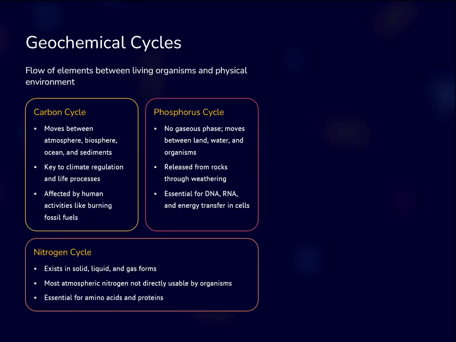Geochemical cycles move elements between living things and the physical environment. Some key cycles here: the carbon cycle, the phosphorus cycle, and the nitrogen cycle, as well as the water cycle, which is often talked about. But these cycles do not merge into one giant cycle. Each cycles independently, but they can influence each other.